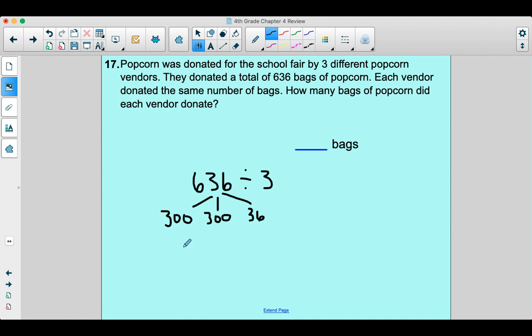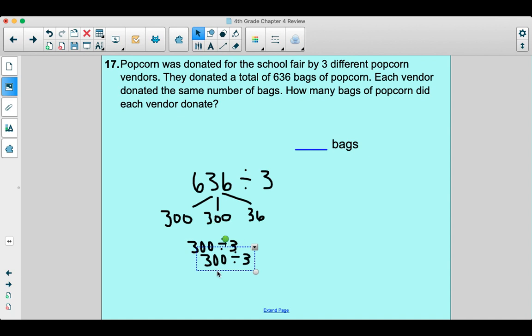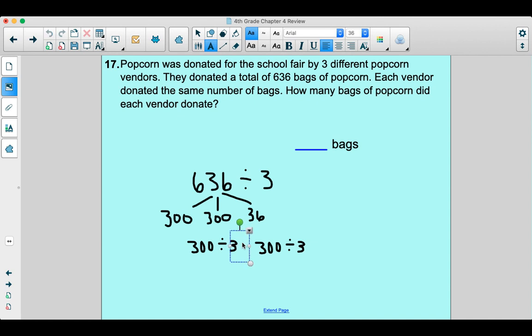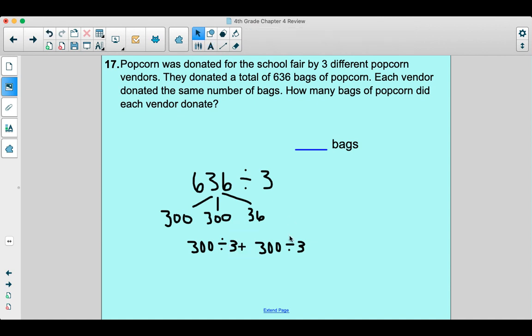All right, so 300 divided by 3. Too slow. I'm going to just copy paste because I have to do it again. There we go. Much better. 300 divided by 3 plus, we've got to do it again because we broke the 600 into a 300 and a 300, right? So 300 divided by 3 plus another 300 divided by 3. And then we have to do the 36 divided by 3. So that's our last little piece, plus 36 divided by 3. All right, have you already figured it out while I'm talking to you? You probably have.